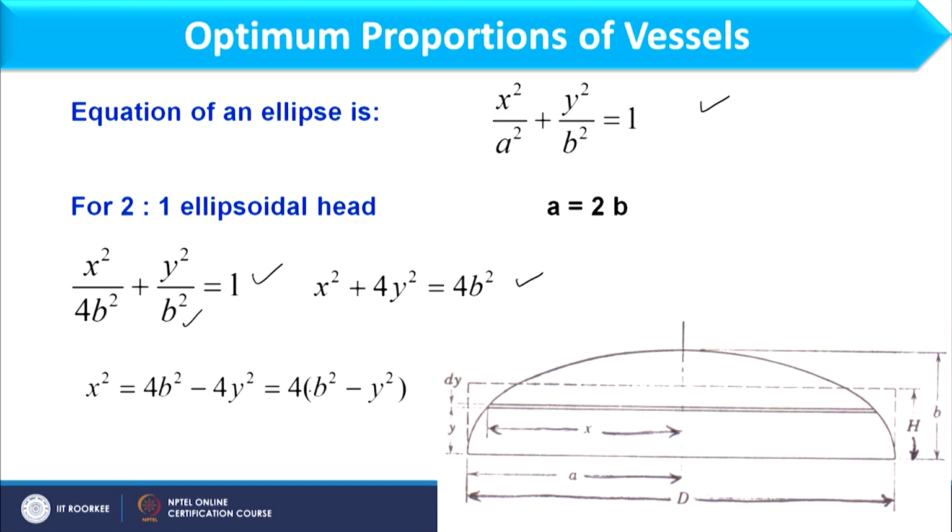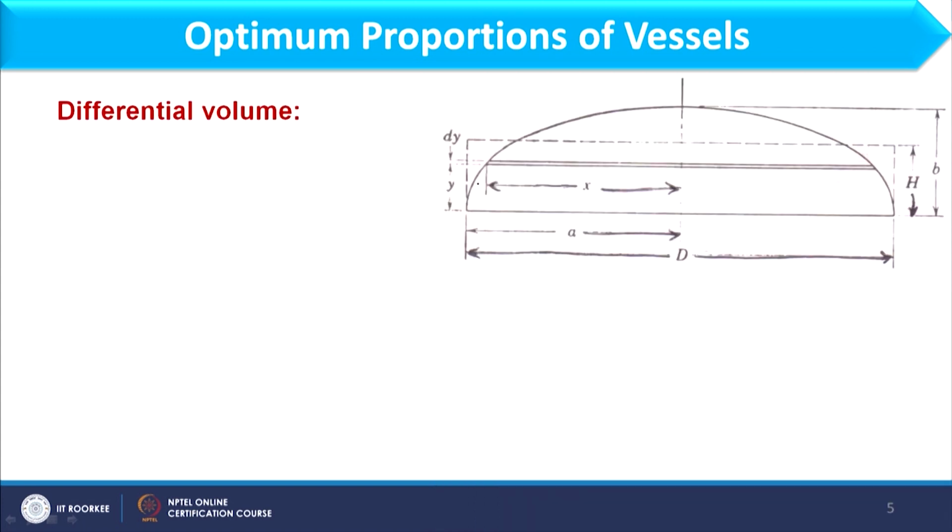So, 4 we can take out and it is b square minus y square. In this way we can have x square in terms of 4b square minus y square. And further, to calculate the volume of this domed head, we have to consider the differential part, and that differential part will be integrated for the whole geometry. So, that differential volume would be dV equal to A dy, as it is shown over here.